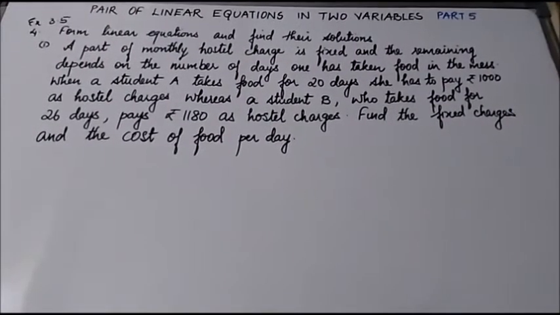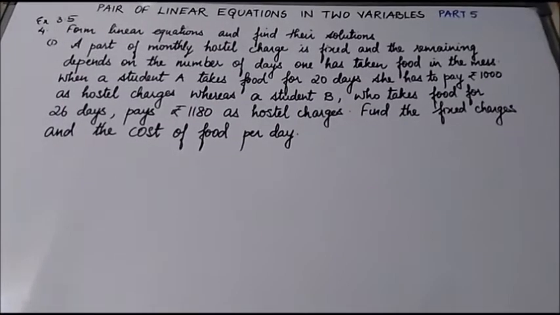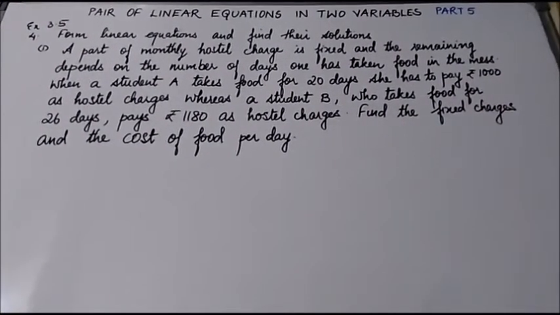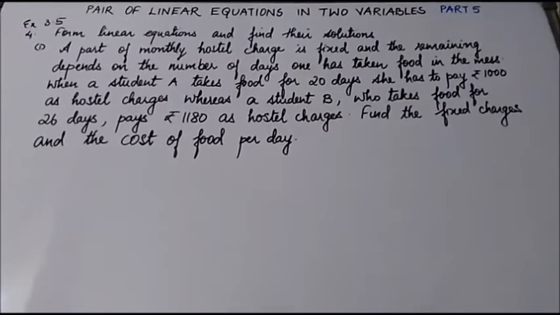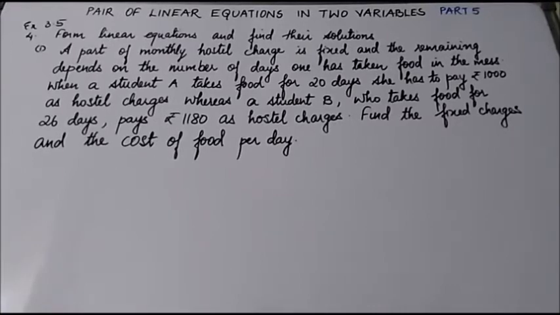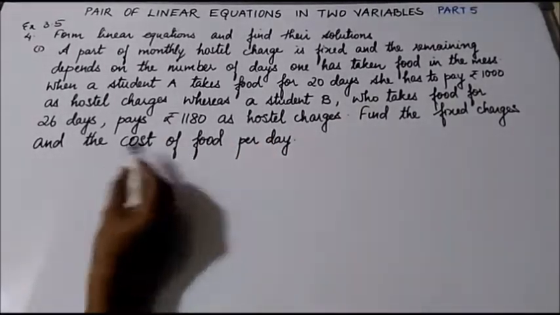Now let us do exercise 3.5, the fourth question. The question is: form the linear equation and find the solution. In this, the first one, a part of the monthly hostel charge is fixed and the remaining depends upon the number of days one has taken food. And we are supposed to find the fixed charge and the cost of the food.